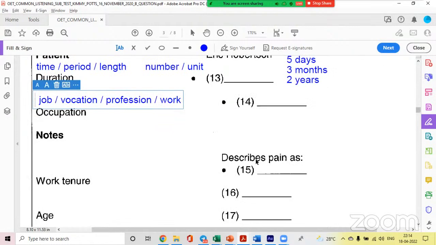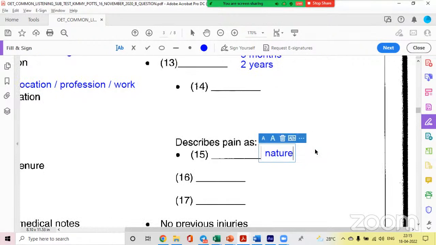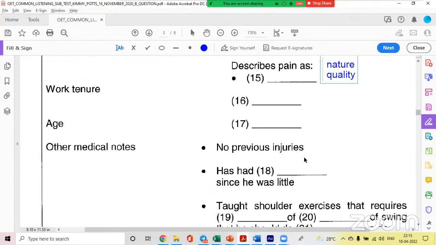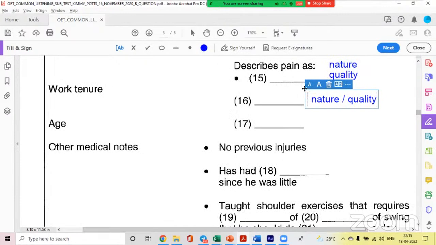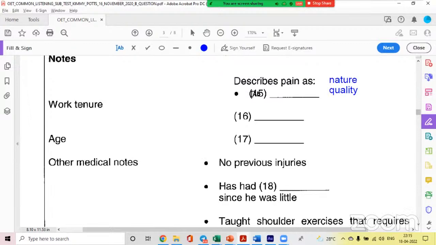So describes pain as, nature of pain or quality of pain. So mild, moderate, severe. What type of pain? Comes on, often goes. So describes pain as dash and dash. Two types of pain, number one and number two. Here also the same thing, second point. So nature and quality. And this is work tenure, maybe question 16.